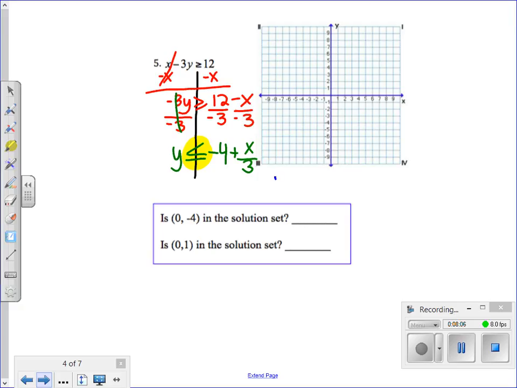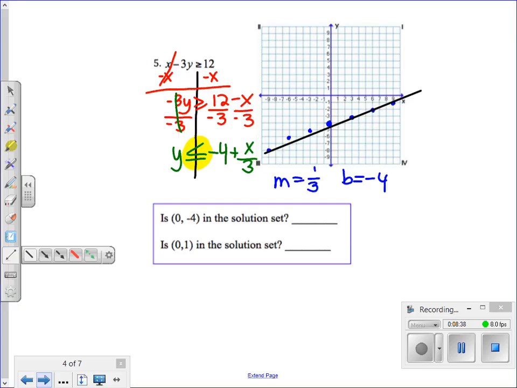But now I know that my slope is 1/3 and my y-intercept is negative 4. So it's nice and easy to go ahead and graph this line. I plot the y-intercept negative 4 and I go up 1 over 3. It's a positive slope. I'm going to go to the left here so that I get a nice graph across my whole grid. And I end up connecting those dots with a solid line because there's an equals to underneath of the inequality.